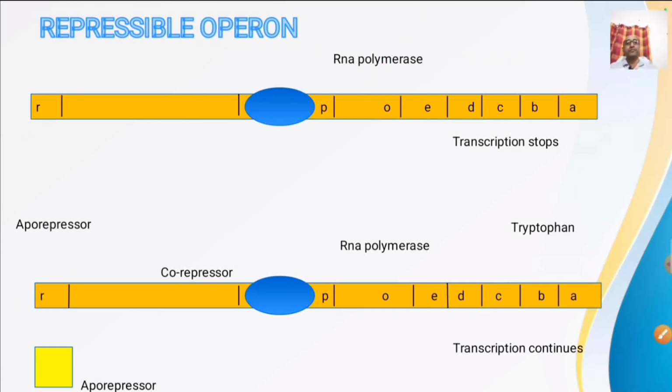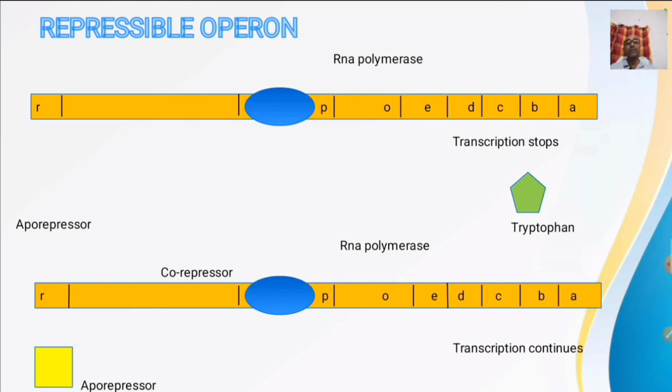So let us see. In the first case, there is presence of tryptophan in the environment, as you can see denoted by this green one. If there is tryptophan in the environment, there is no need for the synthesis of more tryptophan. We know that here the transcription will ultimately lead to the formation of tryptophan. So transcription needs to get stopped. We have sufficient tryptophan, so transcription needs to stop.